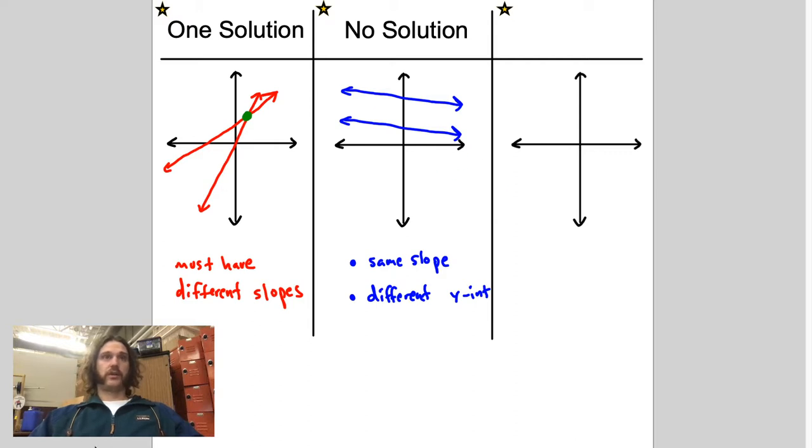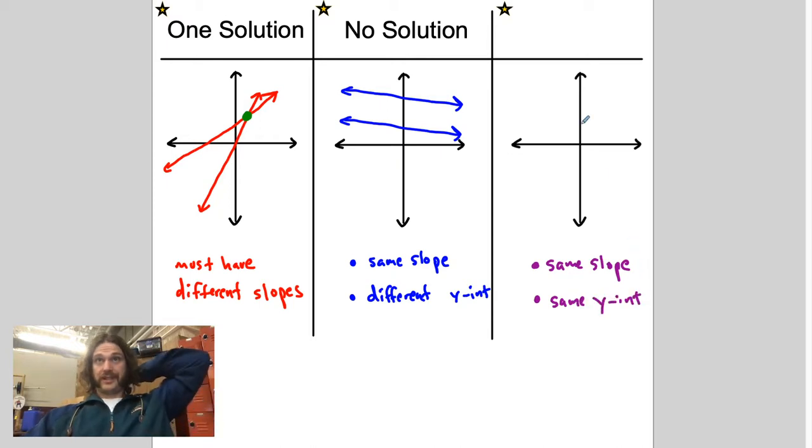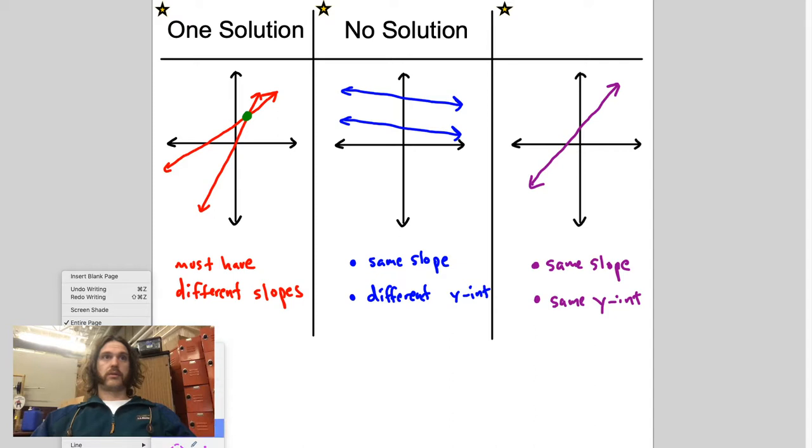And the last situation is the situation in which the two lines have the same slope and the same y-intercept. Okay, same slope, same y-intercept. So basically, if they have the same slope and the same y-intercept, they are the same line, okay? So at how many places do these cross?